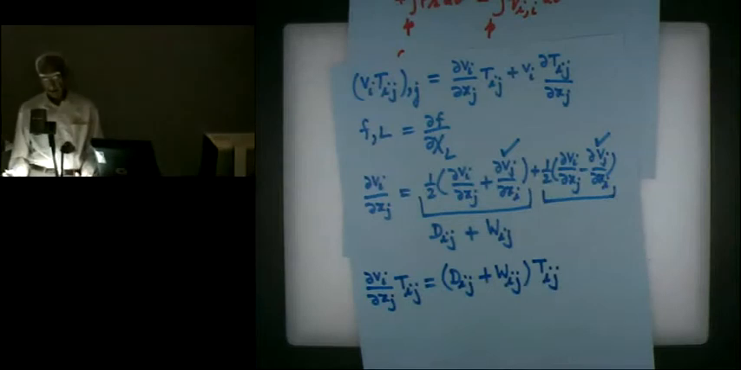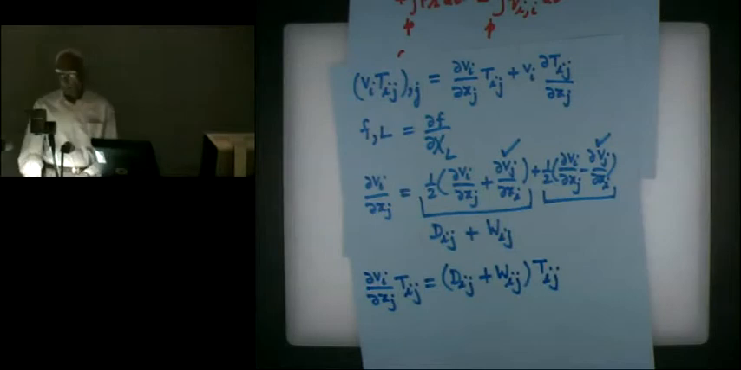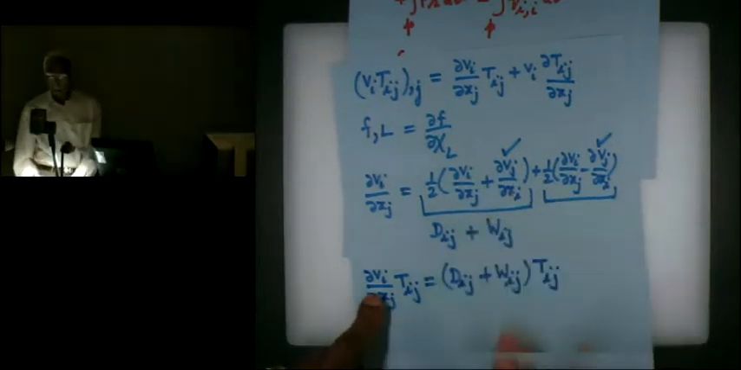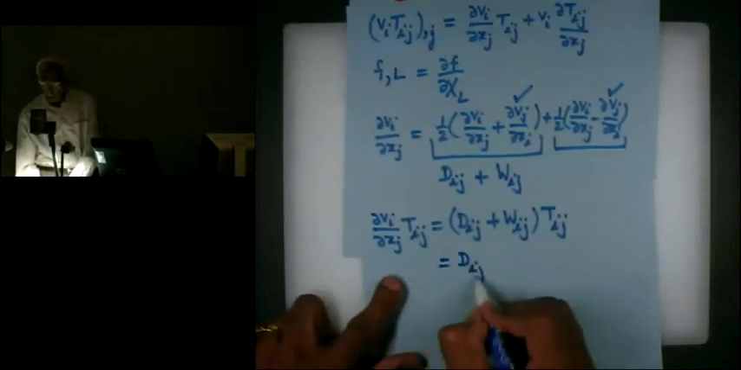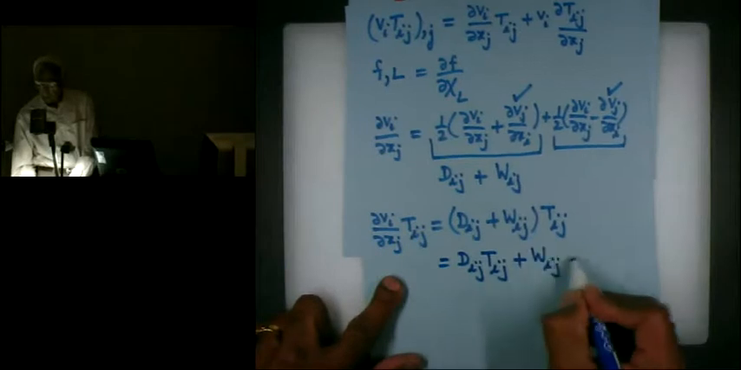No, we are not missing any half. With the half, this is Dij. Both terms are with the halves. So this is equal to Dij Tij plus Wij Tij.